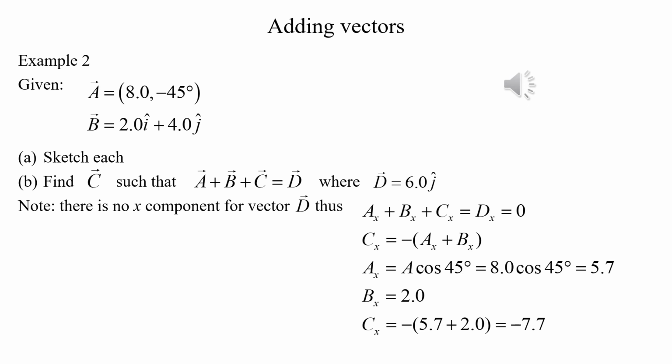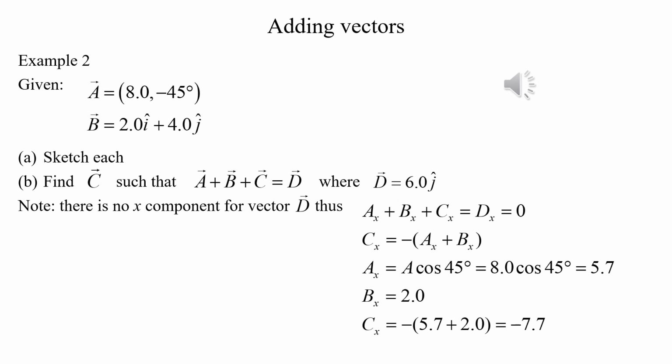Then that tells me that C's x component has to be the negative of Ax plus Bx. So that easily gives me the x component of vector C. And then I also know that the y components of A plus B plus C will equal 6, since 6 is the y component of D. So the first part, let's find Cx. So I know Cx has to be the negative of the sum of Ax plus Bx.